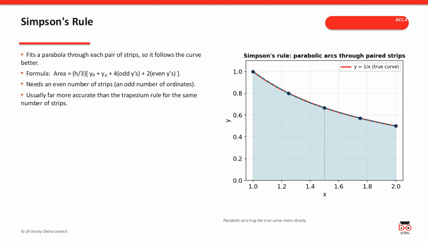Simpson's rule is a real step up in accuracy. Instead of straight tops, it fits a parabola through each pair of strips, so it hugs a curving graph much more closely. The formula is h/3 times the first ordinate plus the last, plus 4 times the odd-numbered ones, plus 2 times the even-numbered ones in between. Because it works in pairs, you need an even number of strips. And for the same effort, it's usually far more accurate than the trapezium rule.